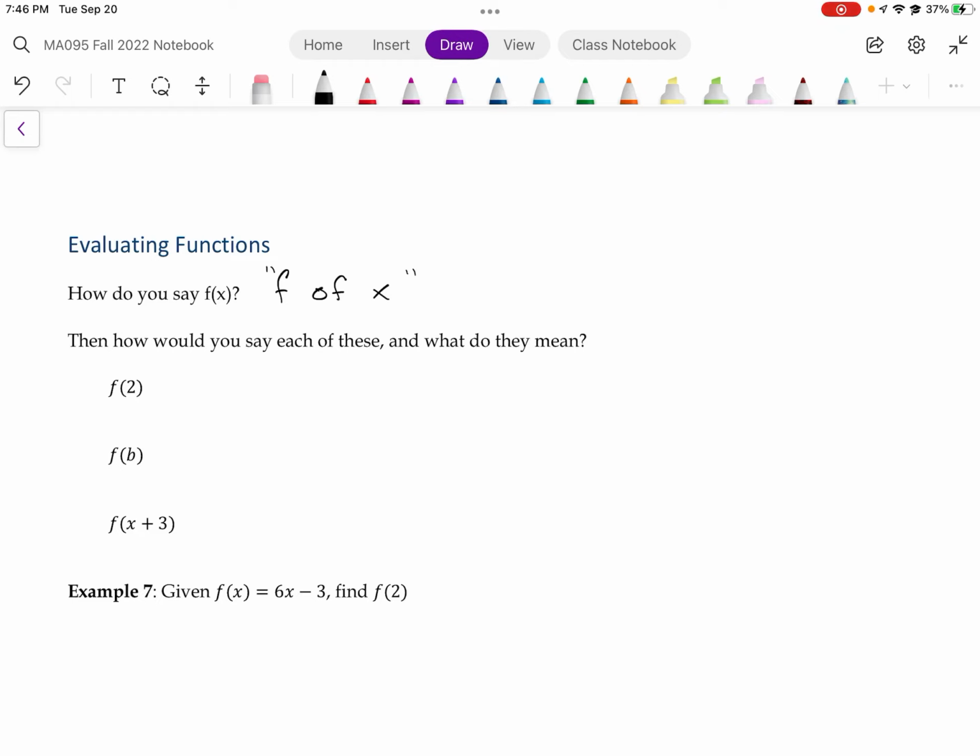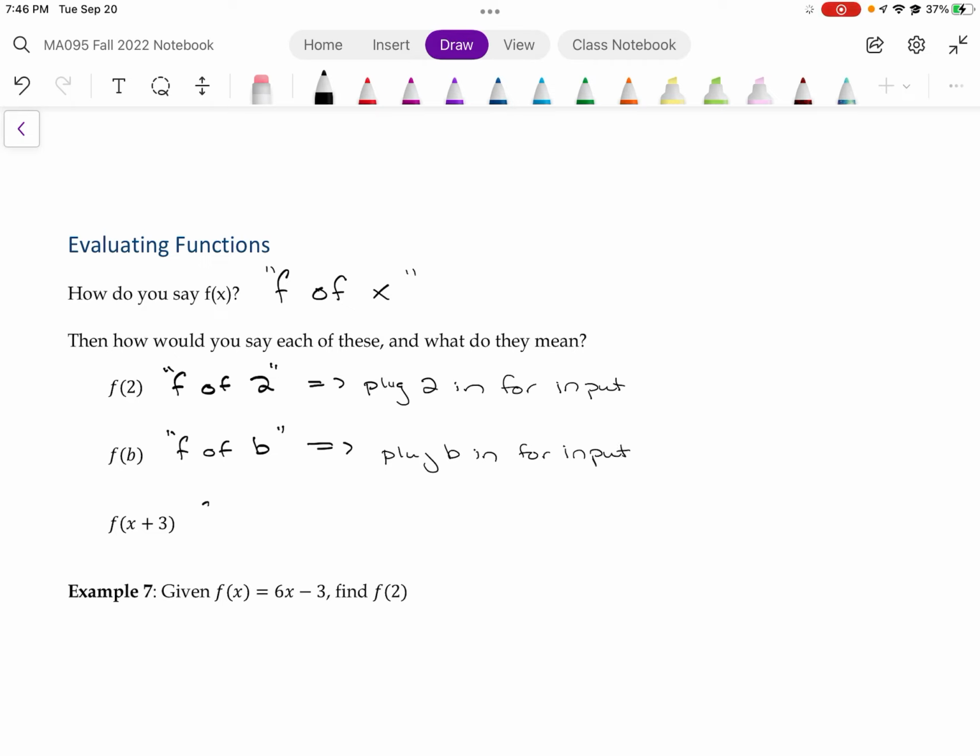So how would you say each of these, and what do they mean? So this one I would say f of 2. And what it means is you plug 2 in for the input, where x would go. Okay? F of b. That's how you would say that, f of b. And that means you would plug b in for the input. Everywhere you see an x, you replace it with a b.